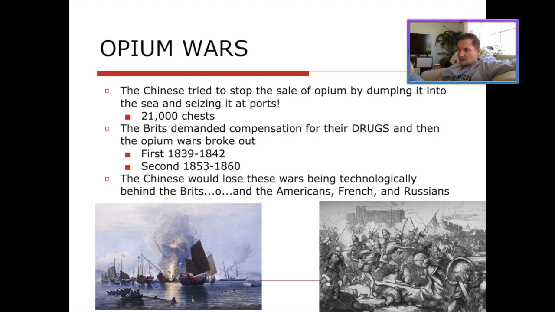Some historians argue that the Industrial Revolution occurred in Britain due to the fact that coal and iron reserves are closer to the surface and the ones in China are lower and deeper in the ground, etc., etc. There's a lot of different reasons, but the Chinese are going to lose both these wars because they are technologically far behind the British. The British have larger vessels that are equipped with cannons and better weaponry, while the Chinese were going into this fight still using bows and arrows, spears and swords.